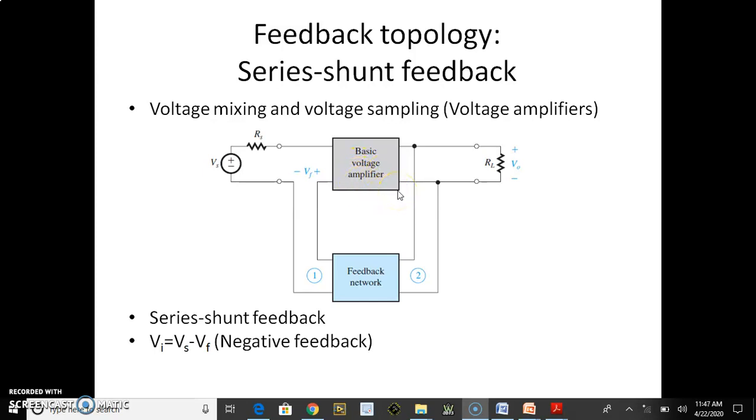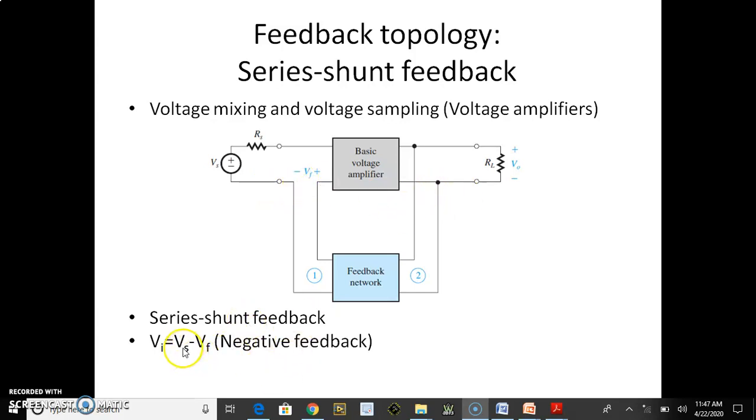Since voltages are always sampled in shunt, we have a shunt connection at the output, and voltages are always added in series. We have a series connection at the input for adding the voltage. So we have voltage mixing and voltage sampling. The required amplifier is a voltage amplifier. So the type of topology that is followed in this case is series-shunt feedback.